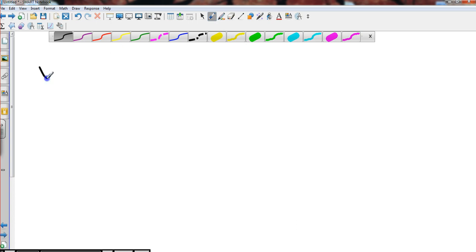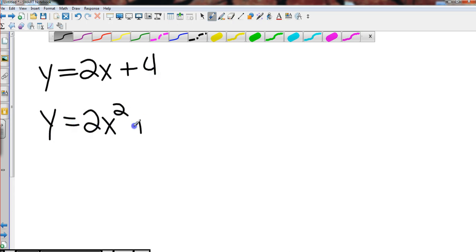Okay, so now let's take a look at equations. Let's take a look at those three equations. y equals 2x plus 4, y equals 2x squared plus 4, and y equals 1 half x minus 8. Two of those are linear, one of them is not. What are your guesses, brainstorming, on which ones are linear and which one is not and why? Yes, sir. Okay, so you're going to go with the second one is not linear, and that's absolutely right.